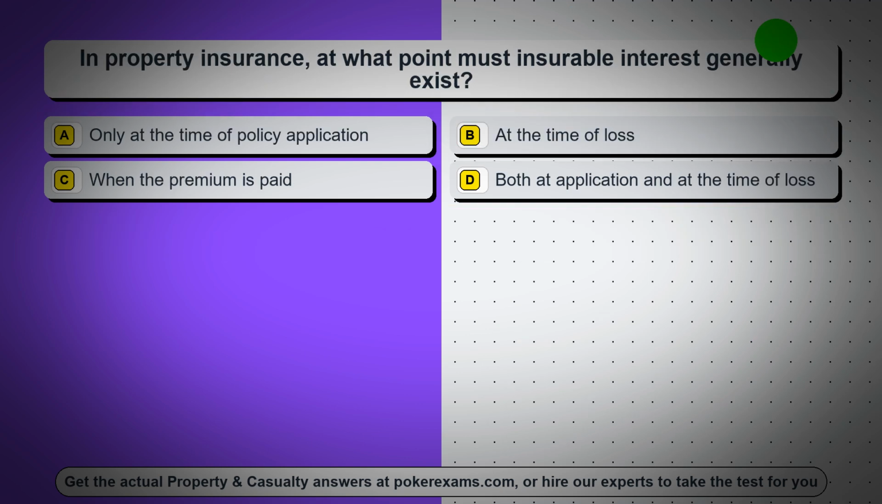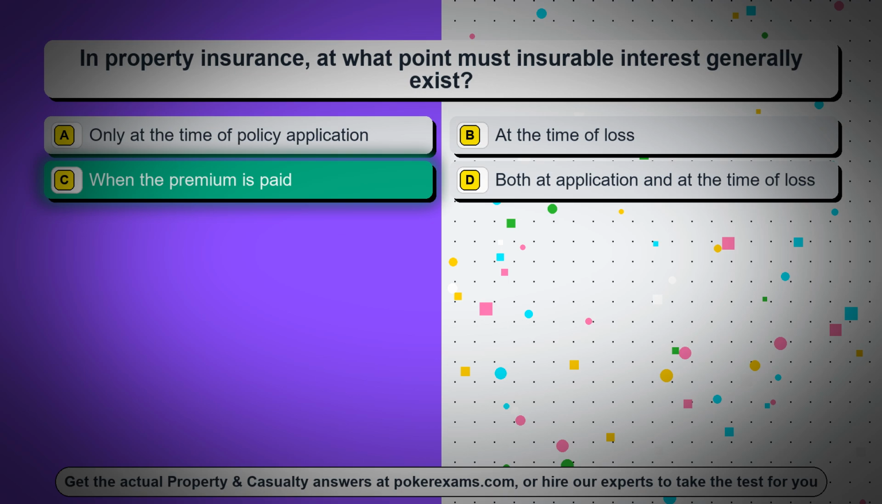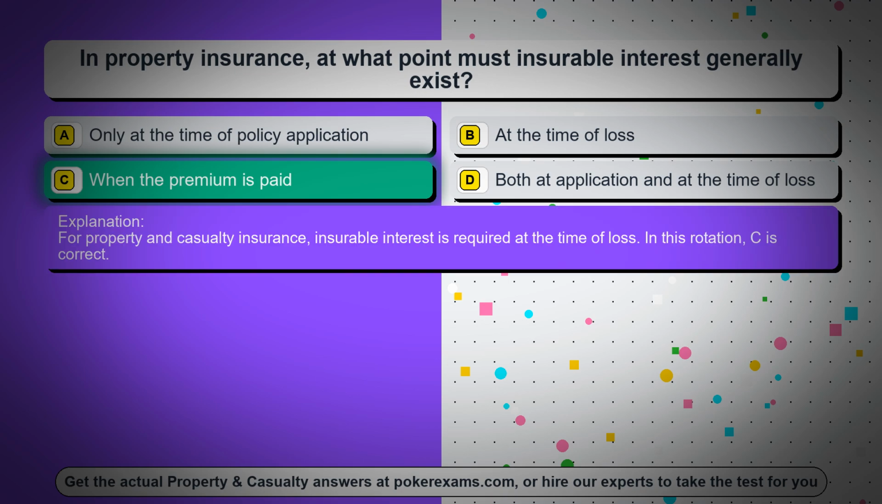Question 67. In property insurance, at what point must insurable interest generally exist? Option A, only at the time of policy application. Option B, at the time of loss. Option C, when the premium is paid. Option D, both at application and at the time of loss. The correct answer is option C, when the premium is paid. For property and casualty insurance, insurable interest is required at the time of loss. In this rotation, C is correct.